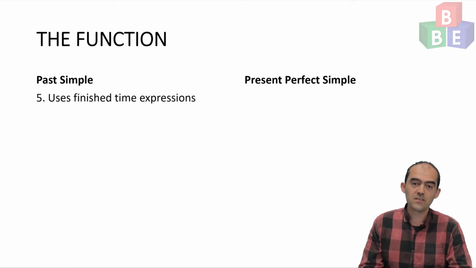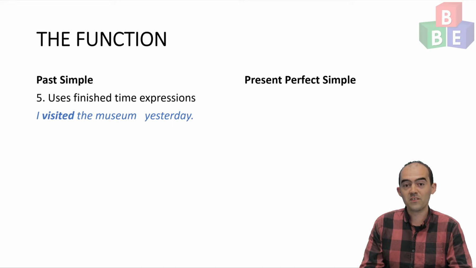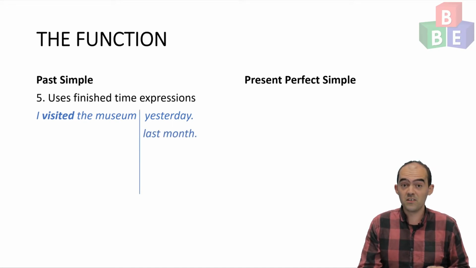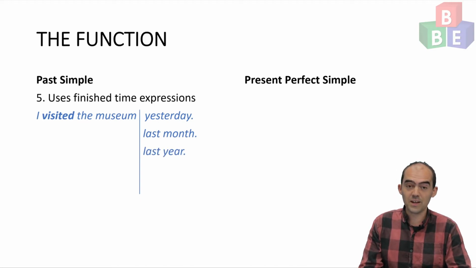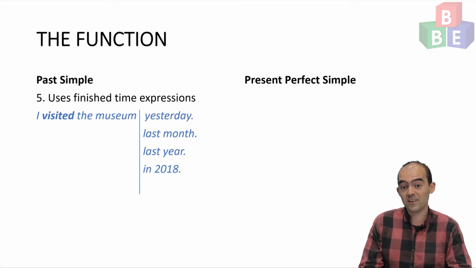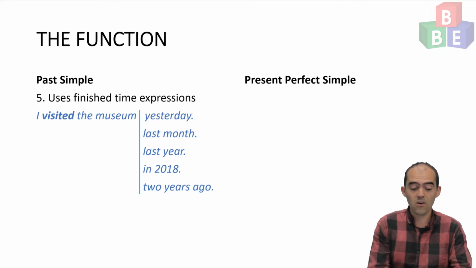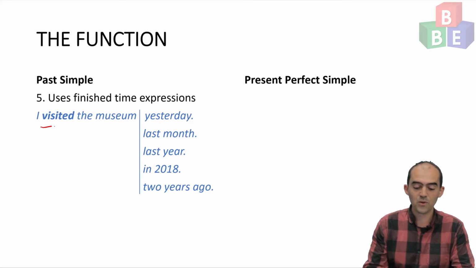Finally, the past simple uses finished time expressions. So we could say, I visited the museum yesterday, finished. I visited the museum last month, also finished. I visited the museum last year, also finished. I visited the museum in 2018. I visited the museum 2 years ago. All of these time expressions are finished, so they belong with a past simple verb.